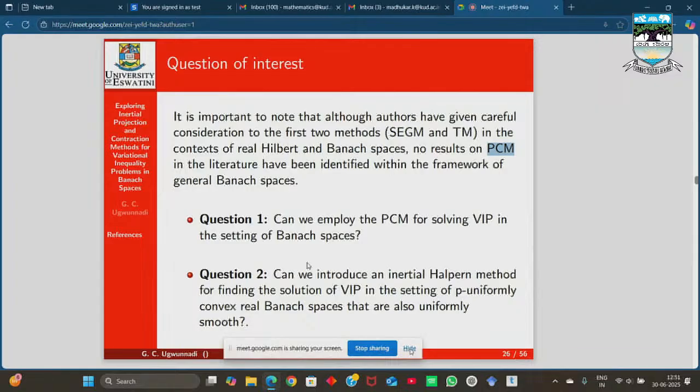Not only that, how do we do that? Can we produce an inertial version? Not only do we introduce it, but we try to speed up the convergence using inertial and hybrid methods. These are the methods of speeding up convergence and achieving strong convergence. Then we look at uniformly convex Banach space, which is also uniformly smooth.